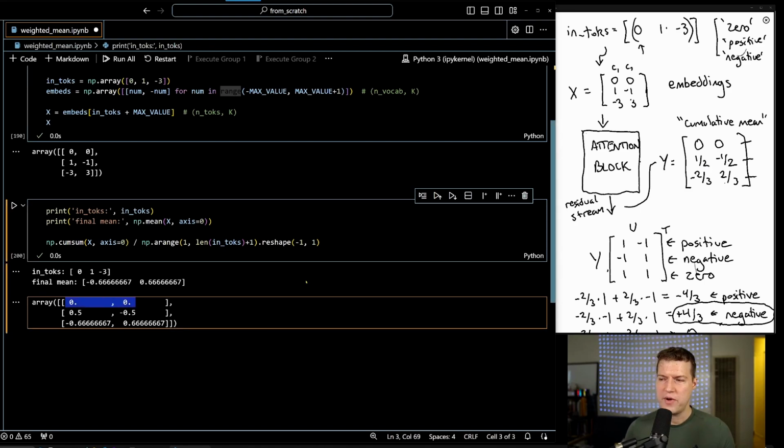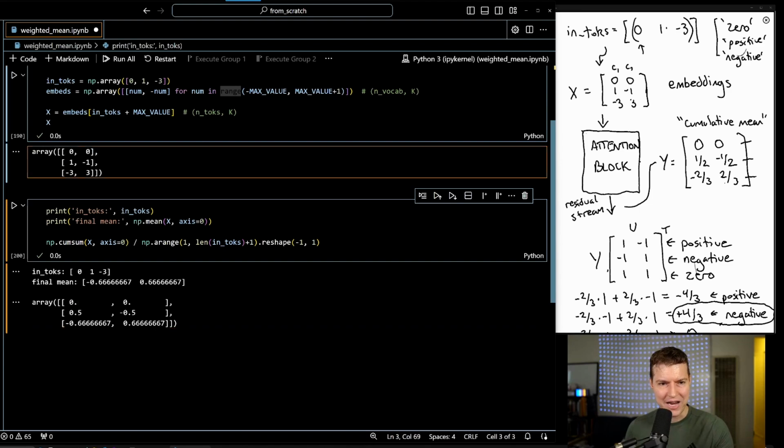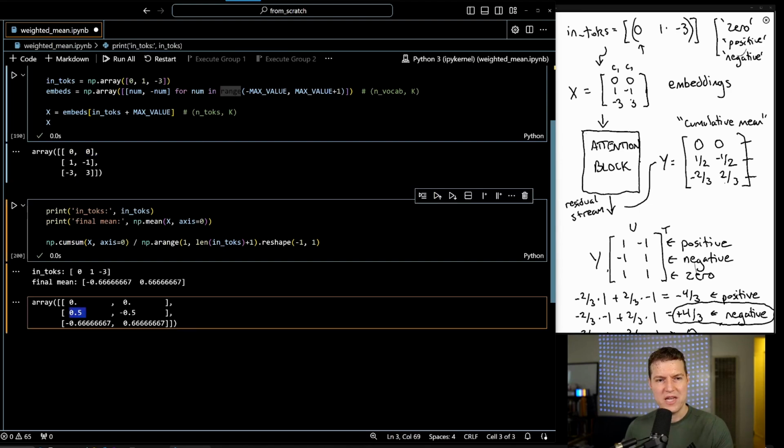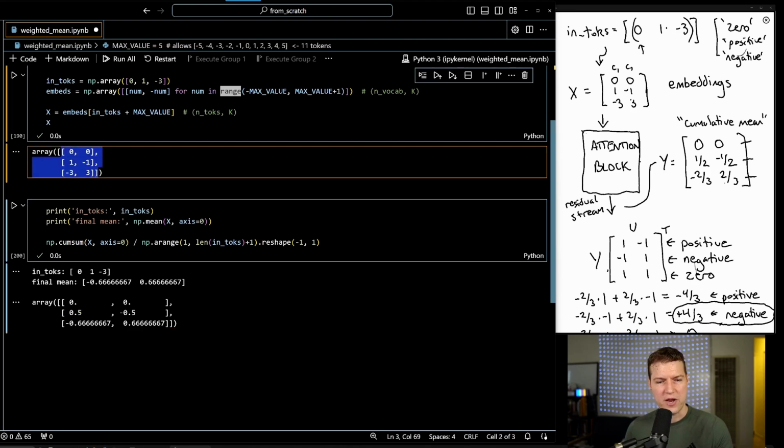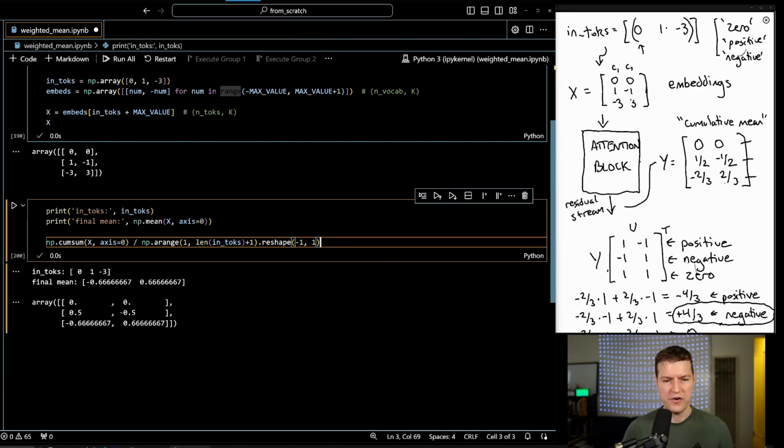So the first column by itself has a sum of 0. The second has a sum of 0.5, and the third -2/3. And by the way, remember, this is 2 channels that are always the opposite. The first channel is the mean, so this is the mean of only the first token's embedding. The second one is the mean of the first 2 tokens' embeddings. And the third is the mean of all 3, right? So it's important to sort of understand that.